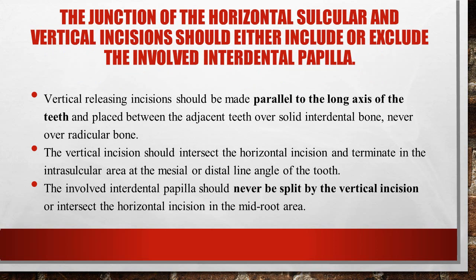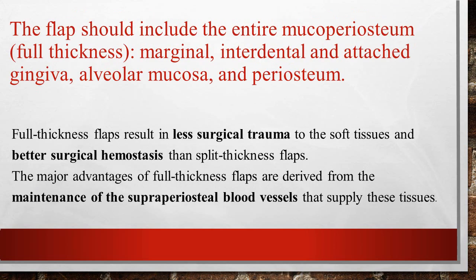The junction of the sulcular and vertical incision should either include or exclude the involved interdental papilla. This you had seen in the diagram in the previous slide. So what we prefer is that we include the interdental papilla. We don't exclude it, for cosmetic reasons. And the interdental papilla should never be split by the vertical incision. So the vertical incision should either be distal to it or mesial to the interdental papilla. It should never be in the middle. It should never split it because the healing will be poor.